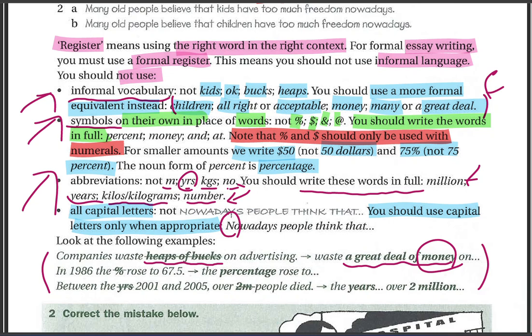The next one. In 1986, the percentage rose to 67.5. So in here, you should use the word percentage. Because it's alone, it's in general, and it doesn't follow any number. The next one, between the years 2001 and 5, over 2 million people died. So in formal writing, we never use abbreviations. So make sure that you use the complete form, years or million.